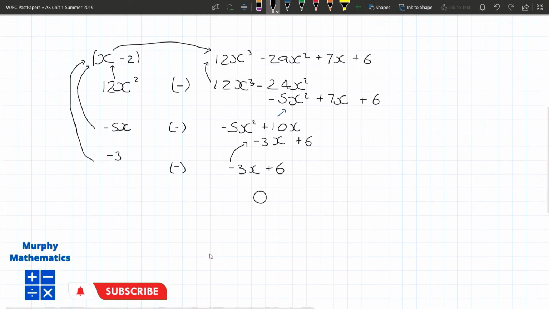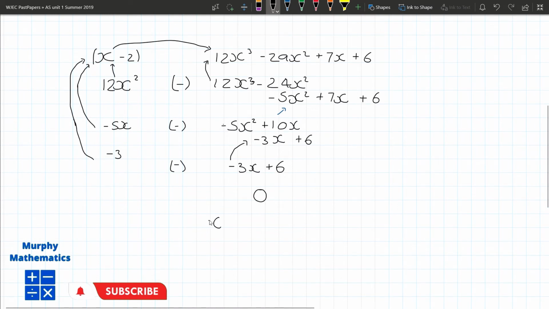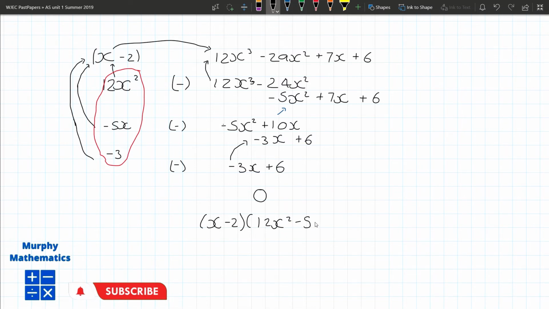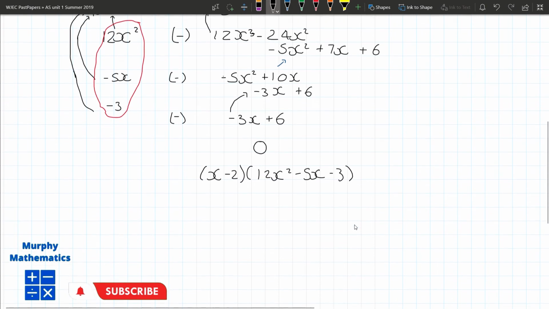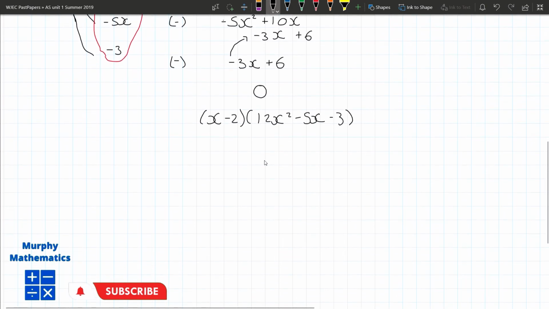So great, we have one factor. So we have x minus 2, and then we have an x squared, we have x. What we're now doing is just adding all these terms that we added up, that we times x minus 2 by. So all of those. So we're going to have 12x squared minus 5x minus 3. Okay, so here we go.